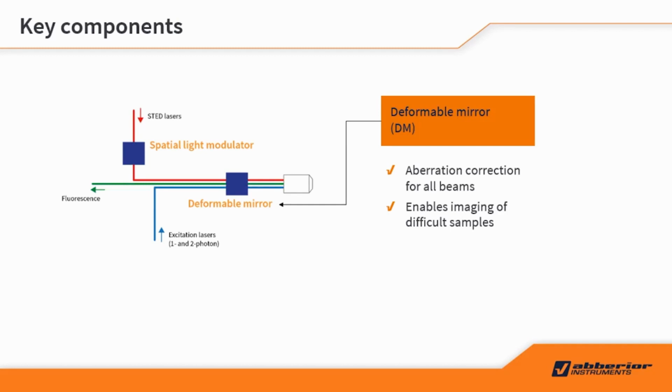Then we have the deformable mirror. All beams, STED lasers, 1-photon excitation, 2-photon excitation, fluorescence, all beams pass the deformable mirror. That means that aberrations can be corrected for all beams using the deformable mirror. And this is really what enables imaging of difficult samples. Gero is going to show you tons of examples for this.